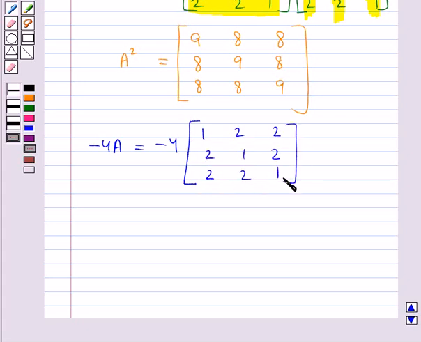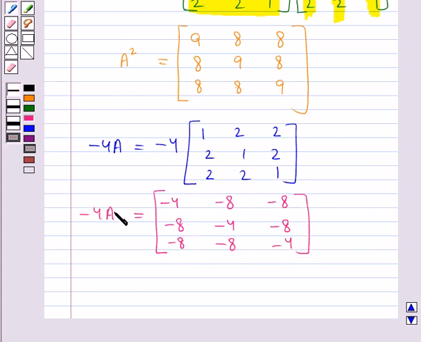Now we know that when we multiply a matrix with a scalar, then each element of the given matrix is multiplied by that scalar. So this would give us minus 4 into 1, that is minus 4, minus 4 into 2, that is minus 8, minus 8, minus 8, minus 4 into 1 gives us minus 4, minus 4 into 2 again is minus 8, then minus 8, minus 8, minus 4 into 1 is minus 4. So this is the matrix minus 4A.